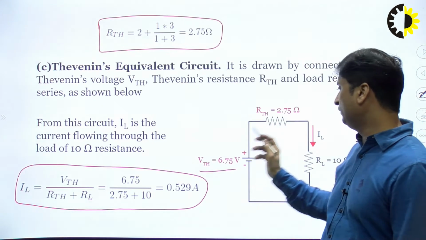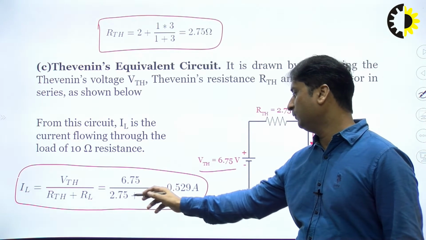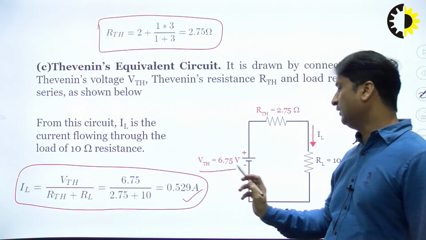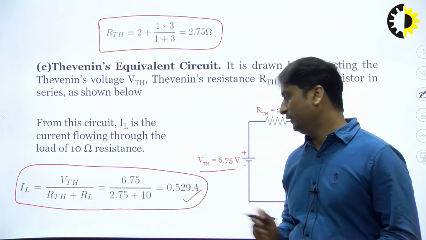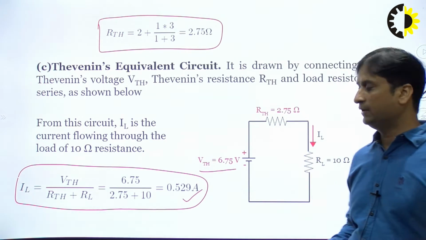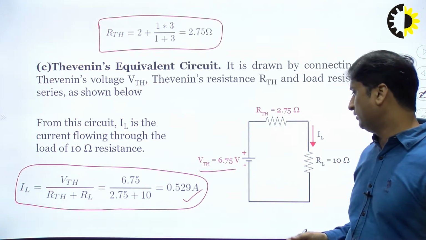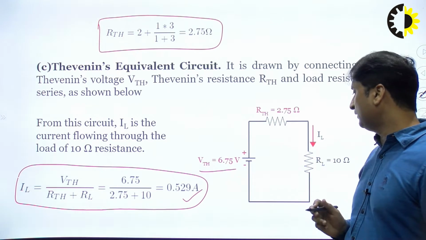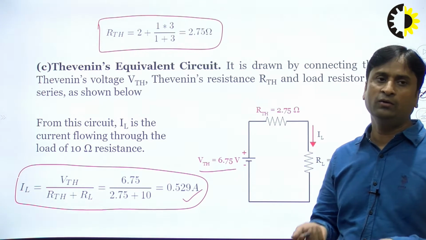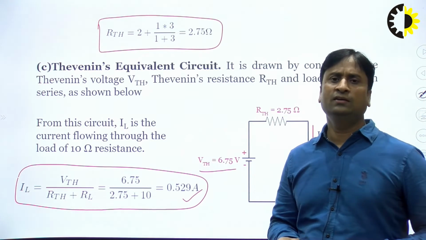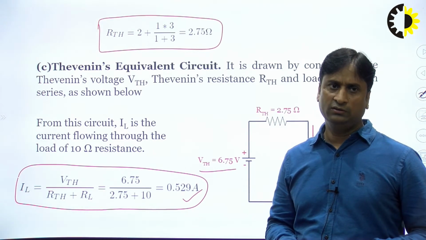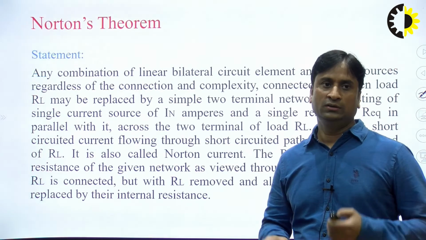So VTH is given as 6.75 upon RTH plus RL. So your current will be equal to 0.529. This is the value of current in the circuit, or through this load resistance RL having a value of 10 ohm. So this is a small example to understand the concept of Thevenin theorem.